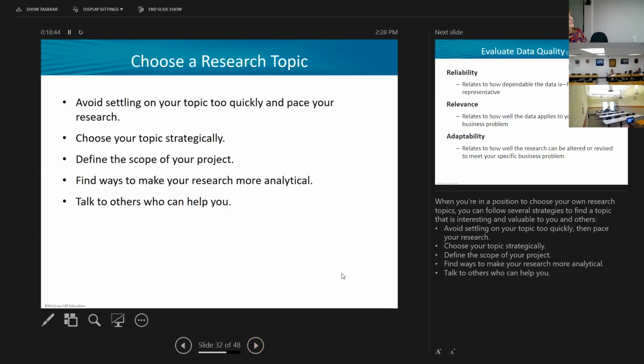But when you are, and you will be at some point, told to just do a research paper or provide a research presentation, but they don't tell you what the topic is, try not to choose something too quickly, okay? Be strategic about it and consider what it is that you're trying to determine. So try to make your research more analytical and talk to other people. You will find that your colleagues and peers can often give you a lot of information.